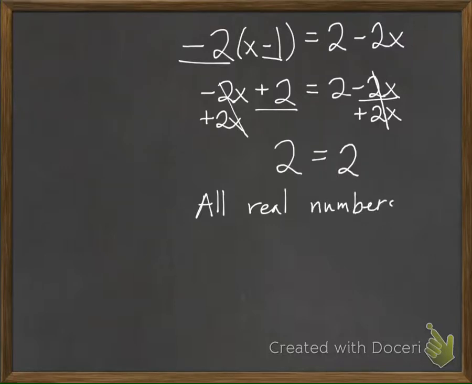The reason that we have that happen is because, again, if we look at the problem, our original problem was negative 2 times x minus 1 equals 2 minus 2x. After distributive property, we got negative 2x plus 2.